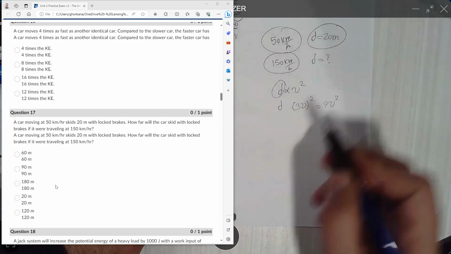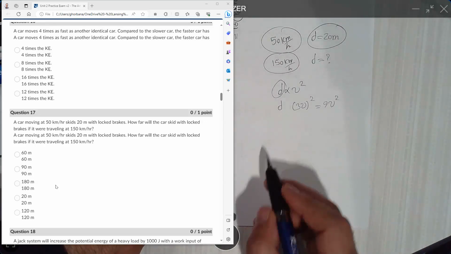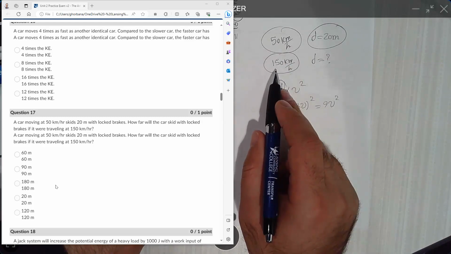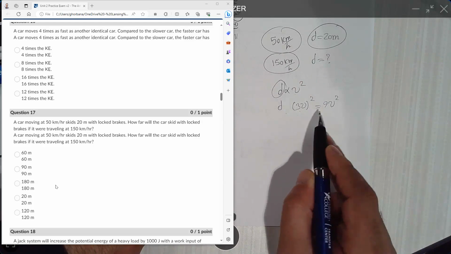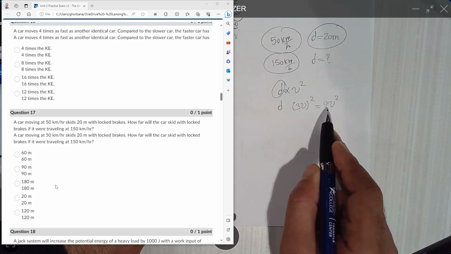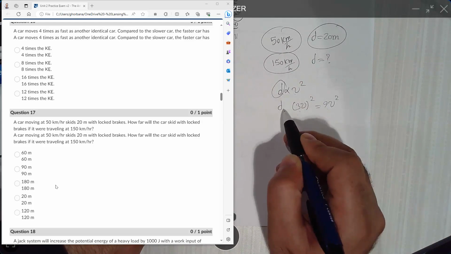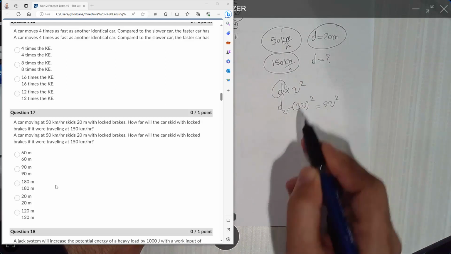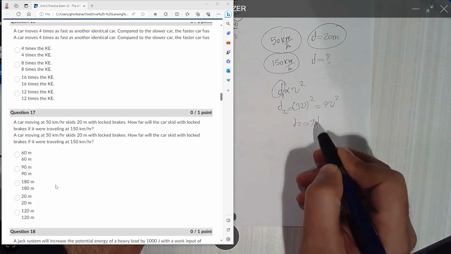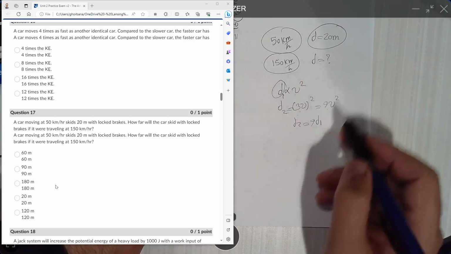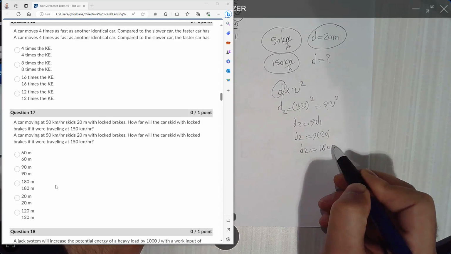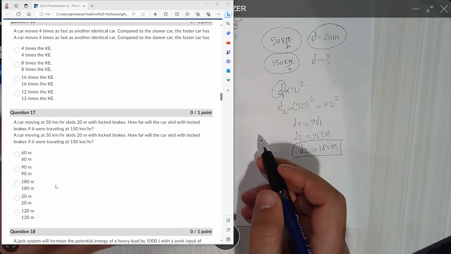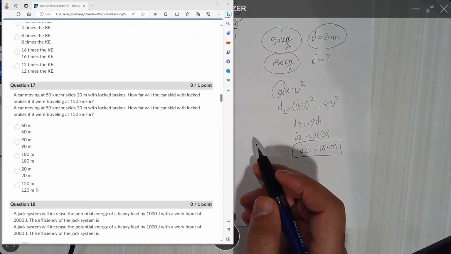If the stopping distance is 20 when the velocity is 50 kilometer per hour, and you triple the velocity, v changes to 3v, it becomes 9v squared. So this new d, let's call it d2, is how many times bigger than d1? D2 is 9 times bigger than D1. What was D1? 20. So D2 is going to be 180 meter. 180 meter is the right answer.